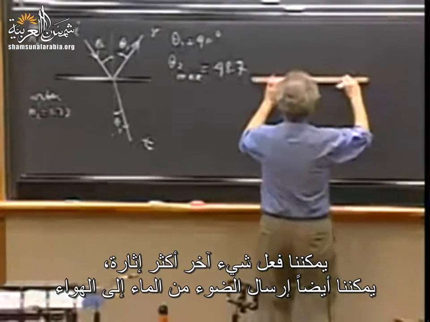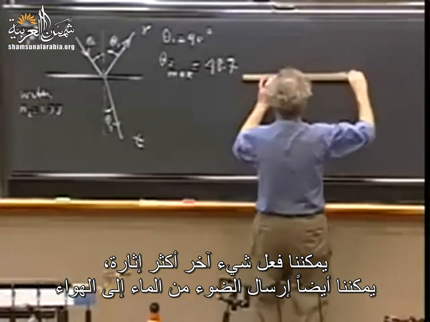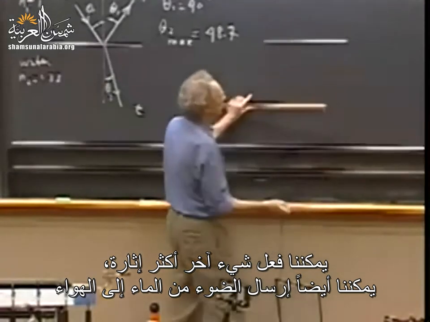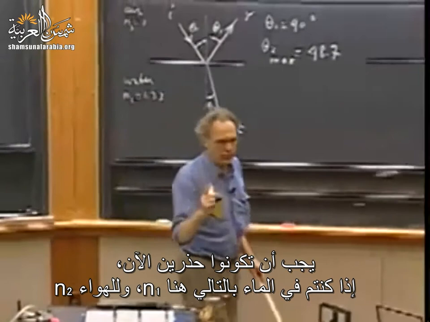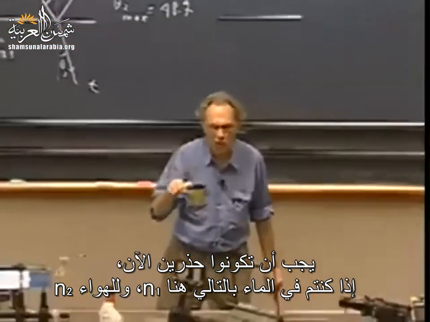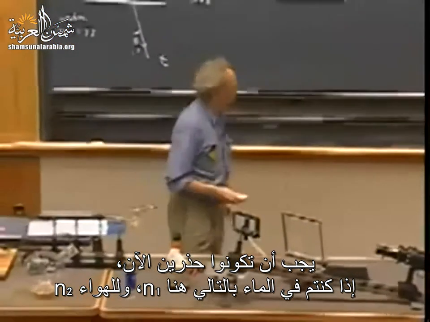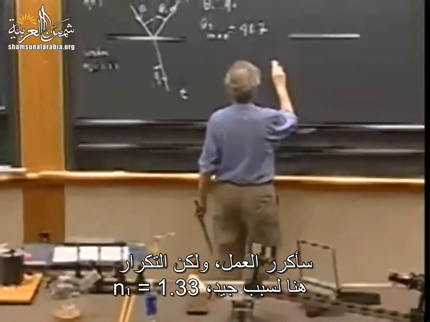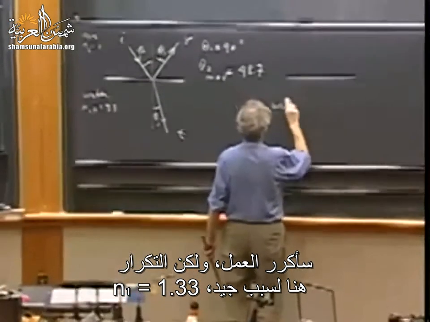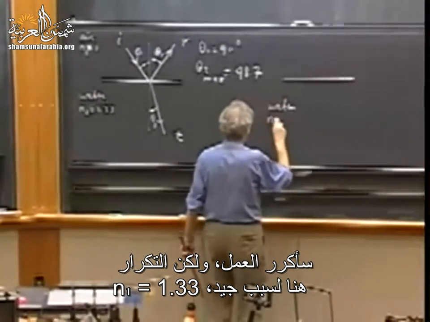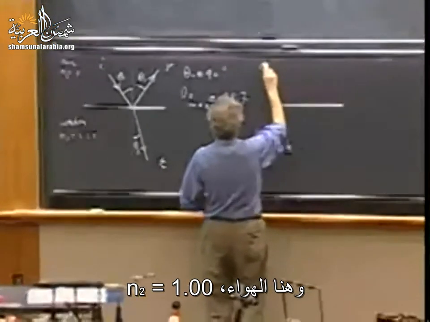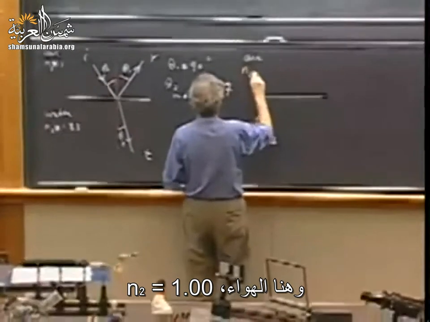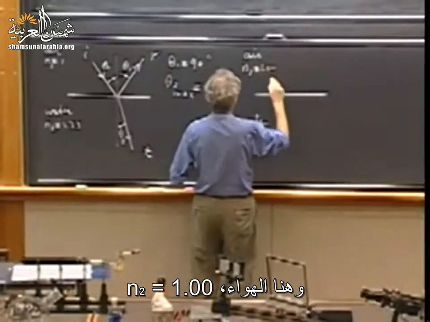Now, what you can also do, which makes it way more interesting, you can also send light from water to air. So now you must be careful. If you are in water, that is now your n1. If you go to air, that is now your n2. So I will be repetitive, but I do that for a good reason. Now n1 is 1.33, and now this is air, and so now n2 is 1.00.